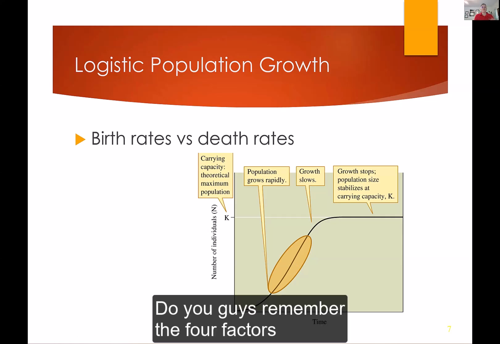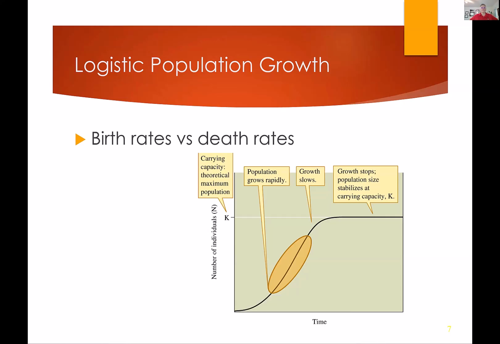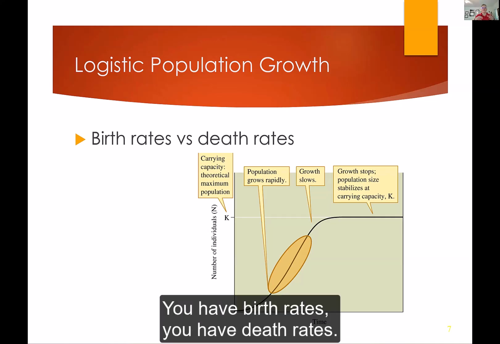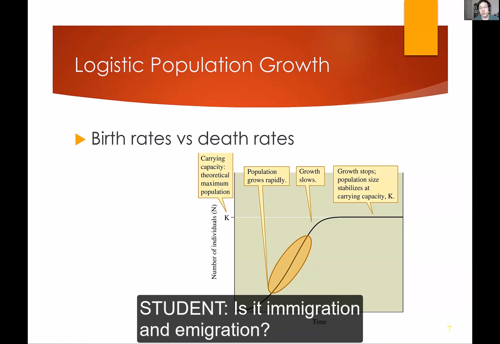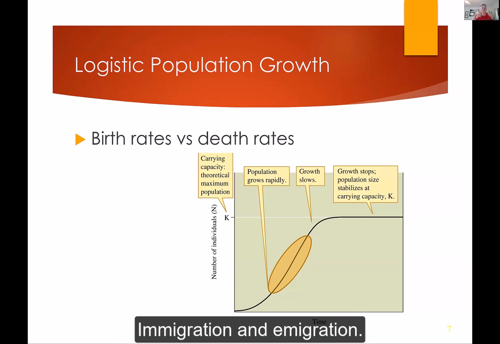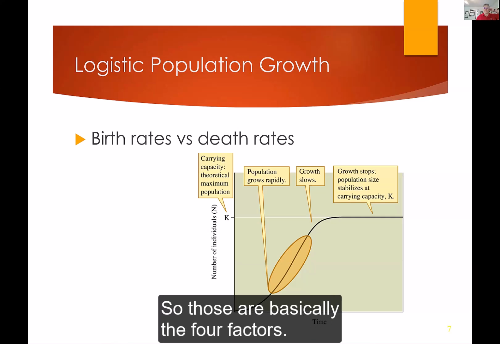Do you guys remember the 4 factors that affect population size? I'll give you a hint. 2 of them are right here. So you have a population, you have birth rates, you have death rates. What are the other 2 factors that influence population size? Is it immigration and emigration? Yes, it's immigration and emigration. So people coming in and people leaving, right? So those are basically the 4 factors.